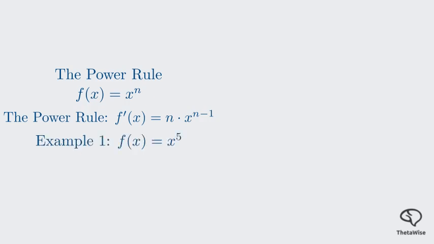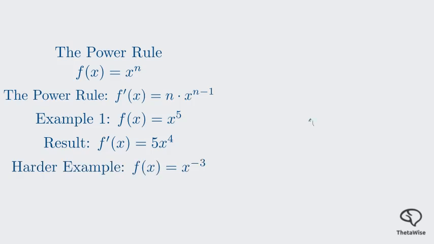Let's look at the example where f of x equals x to the power of 5. Step 1. Take the exponent, which is 5, and bring it down to the front. Step 2. Subtract 1 from the original exponent. 5 minus 1 gives us 4. So, the derivative of x to the power of 5 is 5 times x to the power of 4.